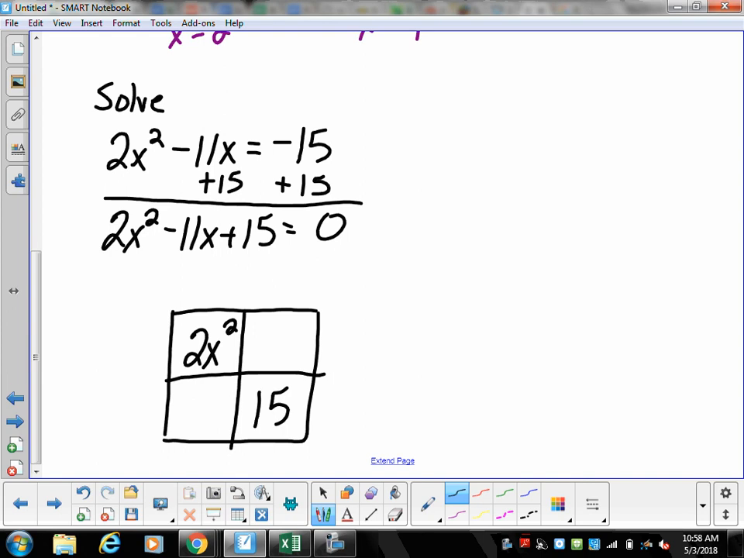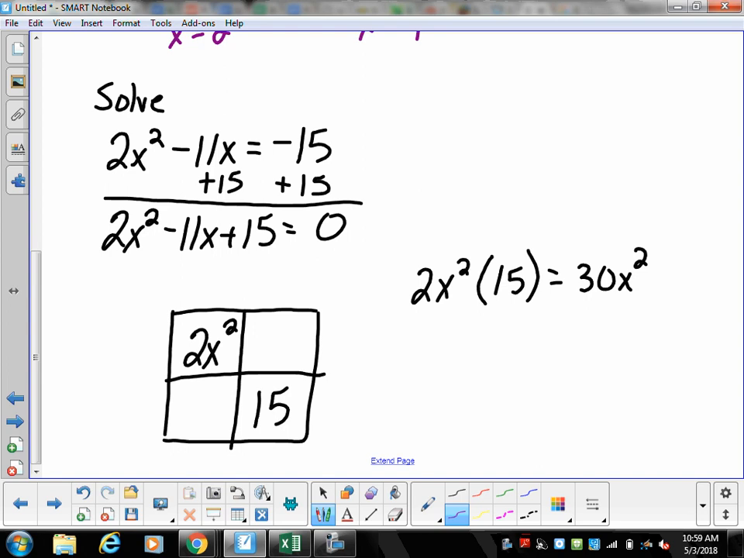So first and last terms go in those two boxes. And then just like this past week, we multiply those two together. 2x squared times 15 is 30x squared. And then we factor 30x squared and see what factors will add up to the negative 11x.